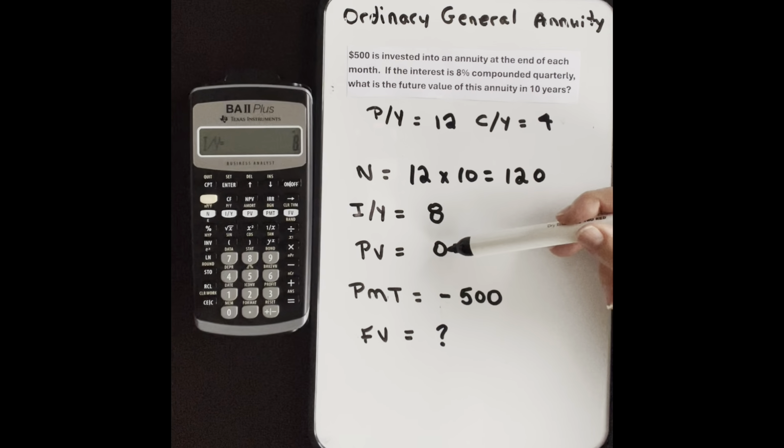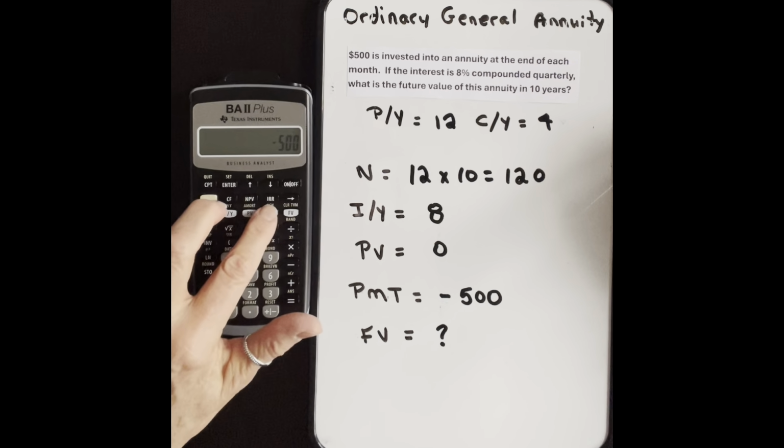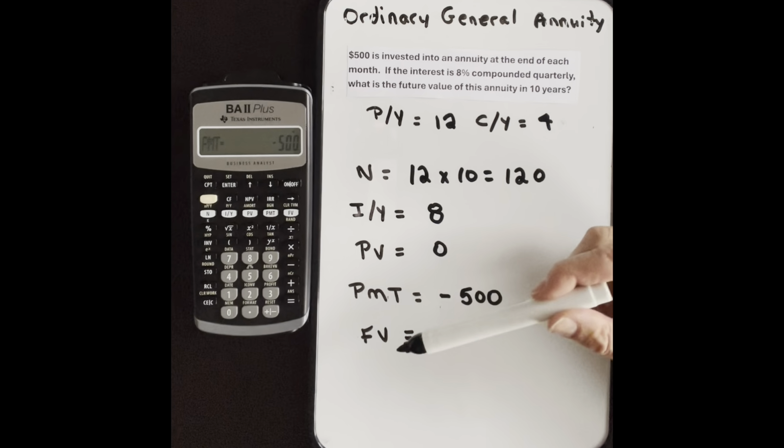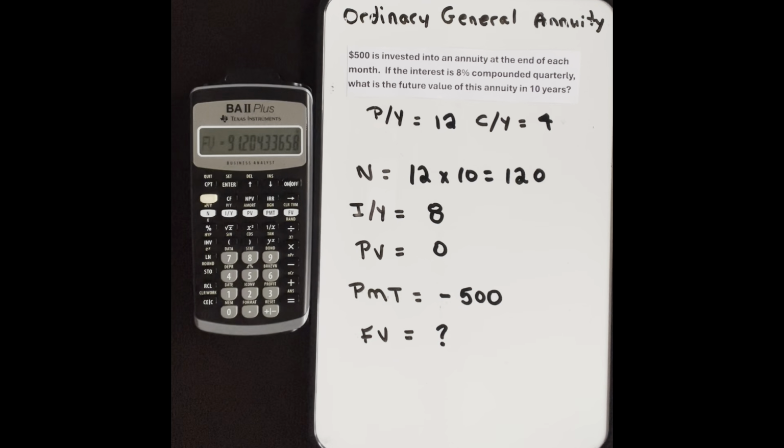For present value, we can put a 0 if we want, but because we've cleared the work we did before, it'll automatically be 0. Payment is negative 500, so 500, make it negative, payment. Now what we want to do is calculate future value, so compute future value, and we get $91,204.34. This is the same value we obtained when we used the formula. However, this is much quicker and much easier.